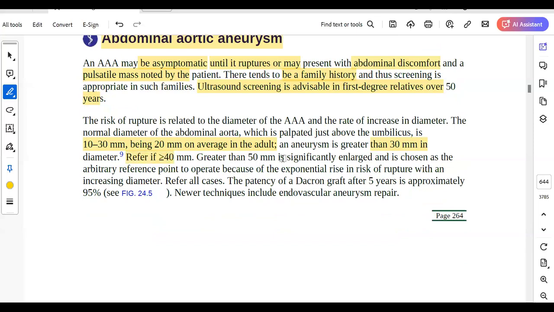So refer if more than 40, greater than 50 is significantly enlarged, and it is usually when it is becoming above 50 millimeter, then there is surgical indication that this has to be repaired.